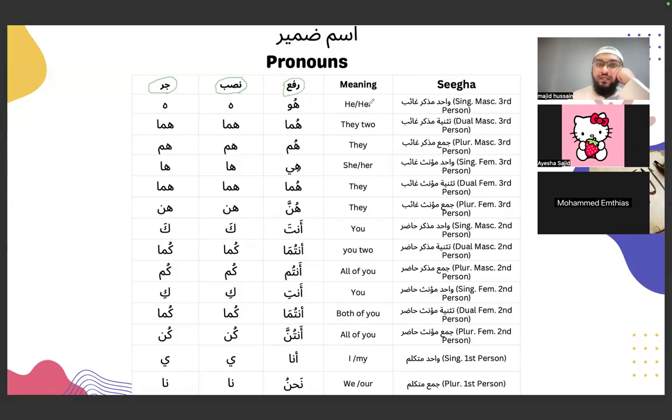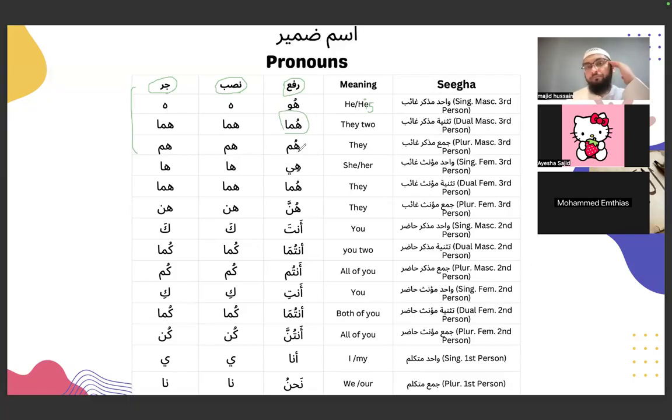Huwa means he or his. Huwa refers to he and his. Then huma, they two. But all of these are for the third person, masculine, as we can see here. Masculine, واحد مذكر غائب, meaning singular, male, and for the third person.